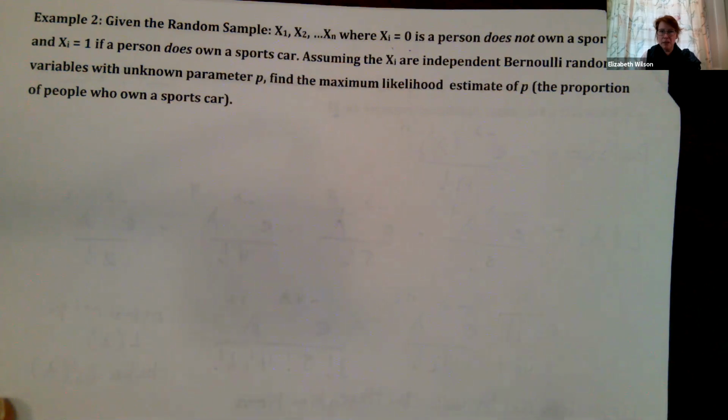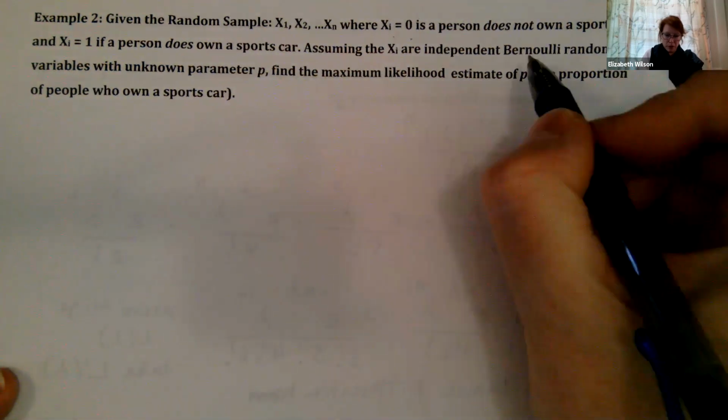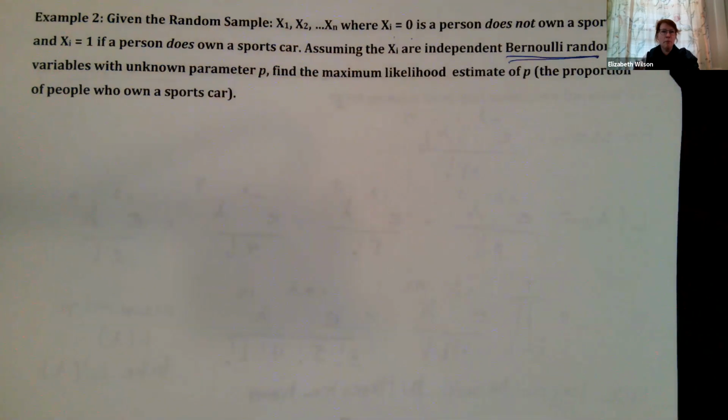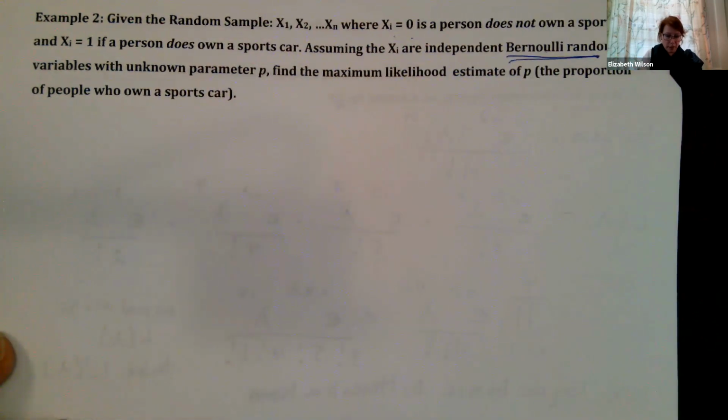Each of these people is independent, what we call Bernoulli random variables. All that means is it's a binomial experiment: a success or failure. Success means we do own a sports car. Failure means we don't own a sports car. Success is assigned to 1. Failure is assigned to 0. I'm trying to use these terms here so that when you read it in your book or elsewhere, you'll know what that means.